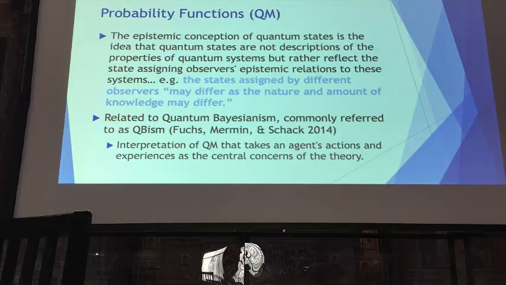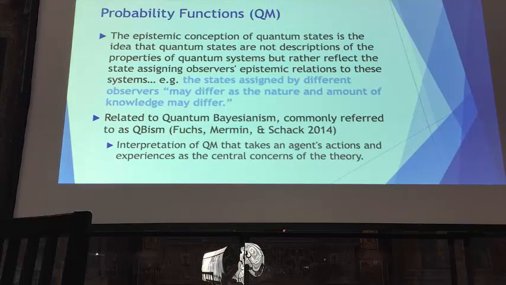So basically, epistemologically, the conception of quantum states is the idea that quantum states are not descriptions of the properties of a quantum system, but rather reflect the state assigning observers' epistemic relations to these systems. In other words, states assigned by different observers may differ as the nature and amount of knowledge may differ. Gee, that sounds just like Q methodology. Imagine that. We can also relate this idea to quantum Bayesianism, commonly referred to as QBism.